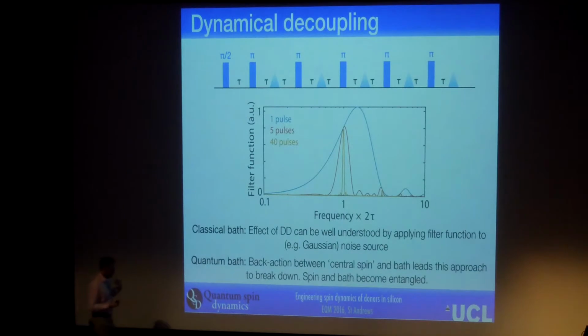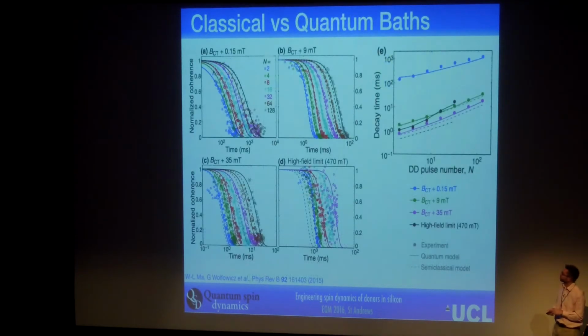If, on the other hand, I argue that the nuclear spins are not a Gaussian noise, that they're quantum spins, they couple to the donor in such a way that there's back action between the donor state and the nuclear spin bath, and maybe I should instead be thinking about the nuclear spins being entangled with the donor spin, and so I have this donor-bath entanglement. That obviously could not be described in a simple Gaussian model using filter functions.